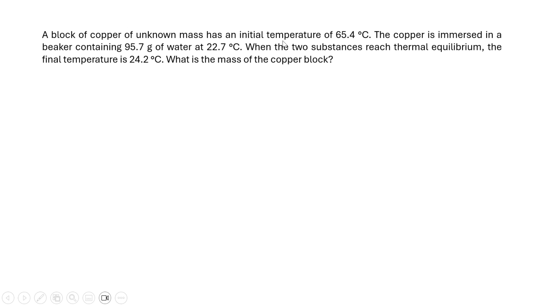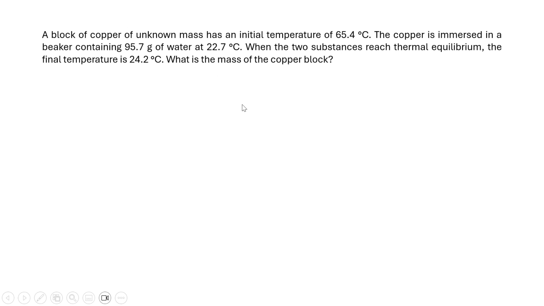You don't know the mass of it, but you know the initial temperature of the copper, and you know the initial temperature of the water that it's submerged in, and the mass of that water. So you have the initial temperatures of the copper metal and the water. They told you what the final temperature of the two substances is once you've reached thermal equilibrium. So you have T final. And you're just finding the mass of the copper block.